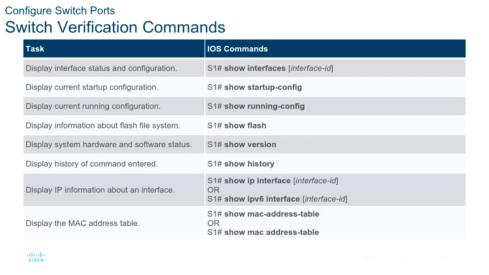So, some switch verification commands. I want to type show interfaces. It's going to show me all the interfaces on my device, whether they're up, up and up. If it's a router, it'll show the IP addresses. If I want to show the startup configuration or the running configuration, I can type show run or show start and check that. If I type show flash, that'll show me the files on the flash system. You'll see, for example, the IOS file.